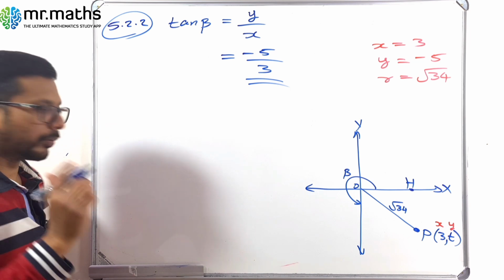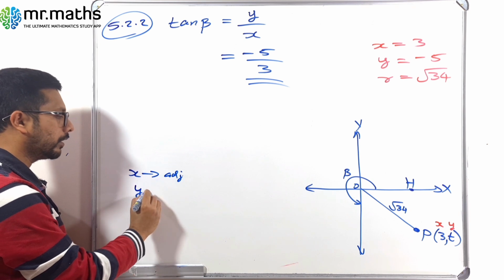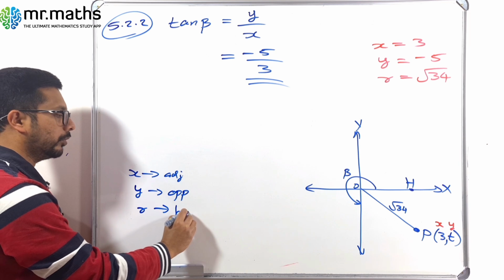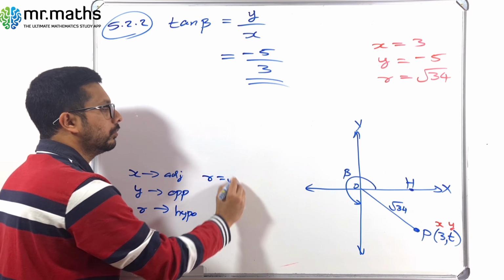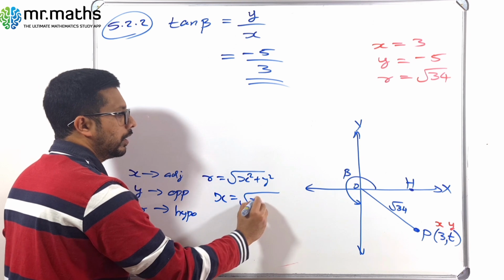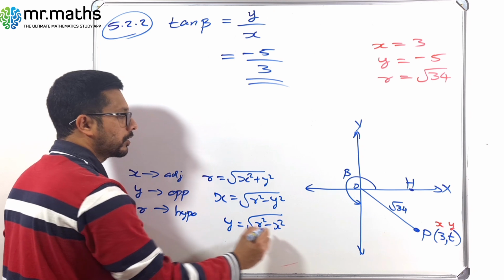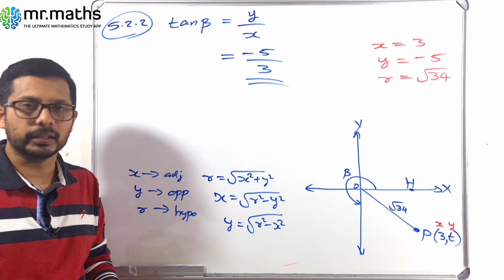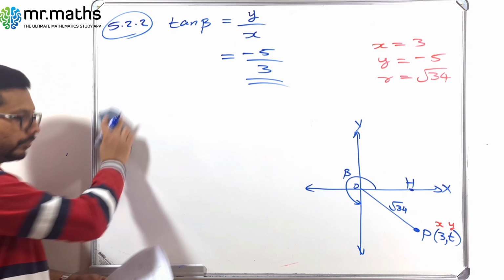Okay, so you have to remember that x we represented with the adjacent side, and y we represented with the opposite side, then r we represented with the hypotenuse. Also those formulas: r is equal to root of x square plus y square, x is equal to root of r square minus y square, y is equal to root of r square minus x square. So if you know these, then these types of questions are very easy. It's like a free mark. Okay, so that is question number 5.2.2. Now let's go to the next question, 5.2.3.